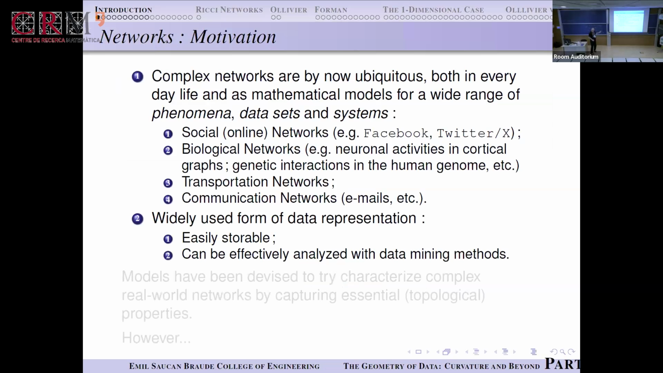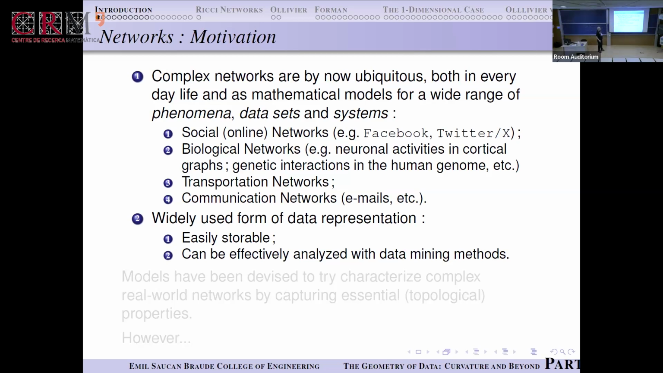First of all, the motivation. Why should I do all of this? Because networks, complex networks as they are called these days, appear everywhere. There are social networks which people are addicted to, like Facebook, Twitter, or I should say X these days, and biological networks, of which you'll see some results. They're also cool, something a mathematician can hope to contribute to. Transportation networks. Actually, things started at least 50 years ago, if not more, in architecture. And communication networks. So you can think of them as data representation.